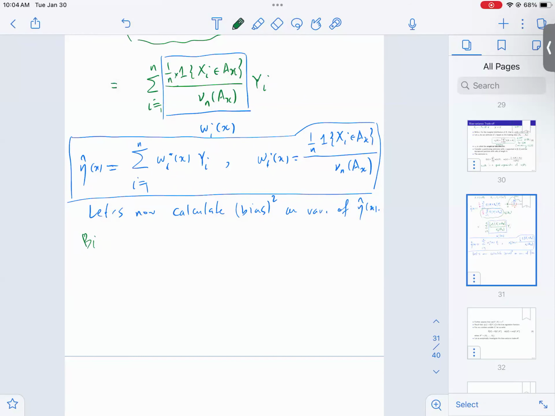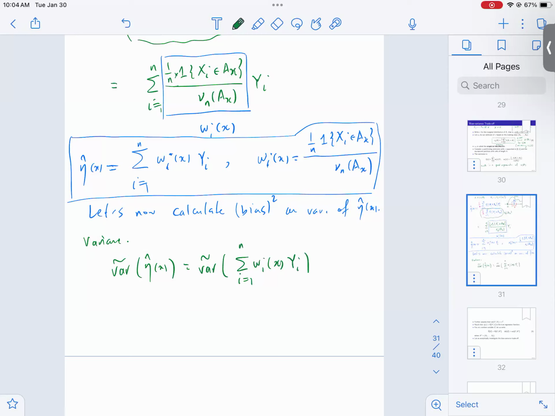Or maybe let's start with the variance. Variance is easier. So, let's do variance. Yeah, variance of eta hat x, which is just the variance of the summation i from 1 to n of w_i y_i.